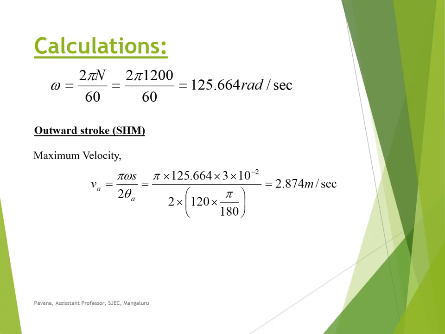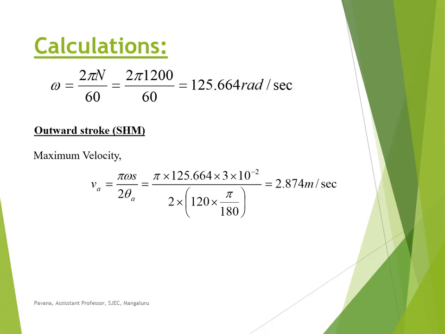Pi into omega we got 125.664. S is 3 centimeters, so substitute in terms of meters: 3 into 10 to the power minus 2, divided by 2 into 120 is the angle. Always write that in terms of radians. So 120 into pi by 180, because omega is in radian per second, so the radians get cancelled. Calculate that, the answer will be 2.874 meter per second. That is the maximum velocity for outward stroke, SHM.